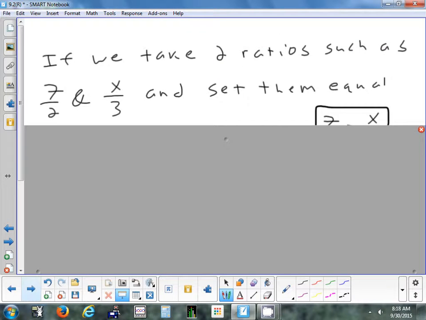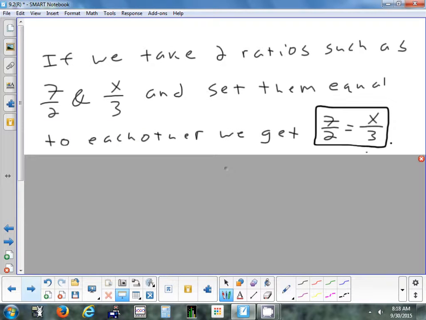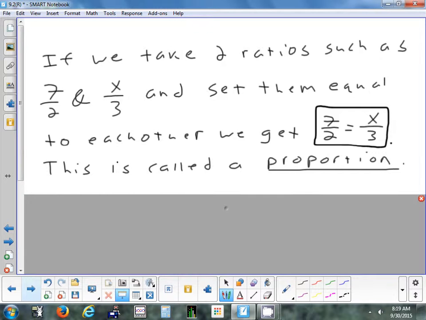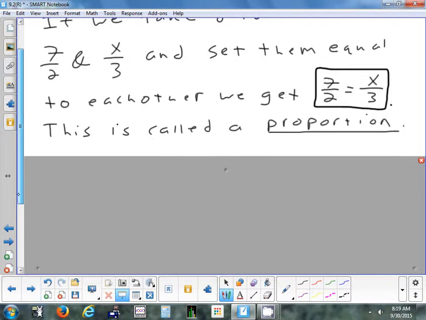All right, so now if we take 2 ratios, basically 2 fractions, like say this one, 7 over 2, and let's take this fraction, x over 3, and we throw an equal sign between them, 7 over 2 equals x over 3, now we get something new. Does anybody know what that's called? It's in the title of the section. That's called a proportion. So you have that 7 over 2 equals x over 3, and then it says this is called, fill in the blank, a proportion. I just want to show you an example of what a proportion is.